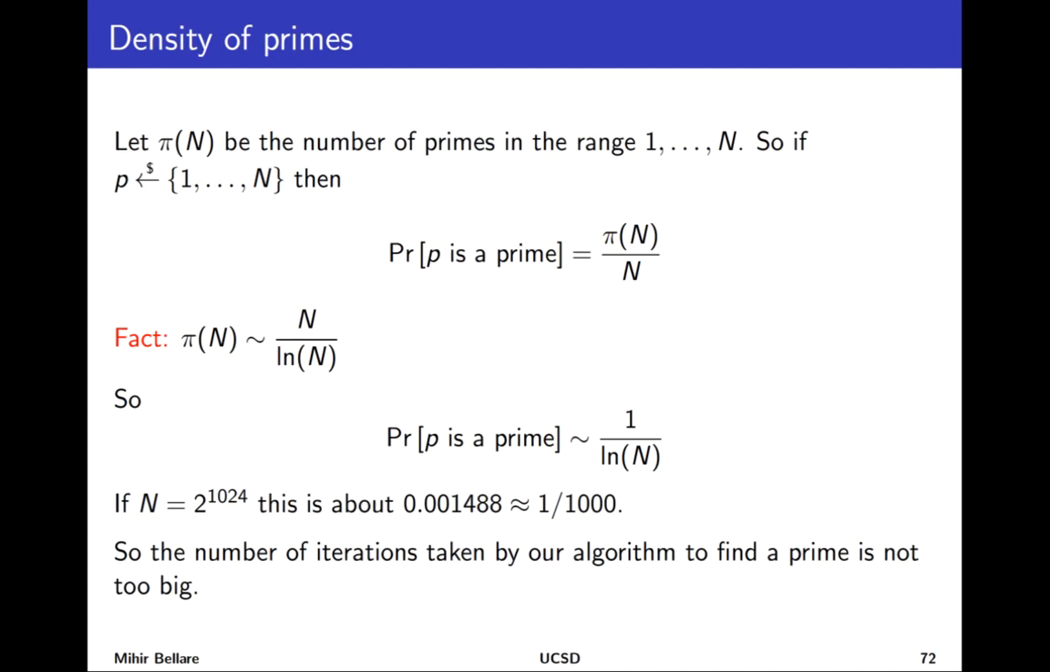It turns out mathematicians have studied pi of n for a long time, and they know that it grows roughly like n divided by log n. And this is actually saying that there's quite a lot of primes out there.